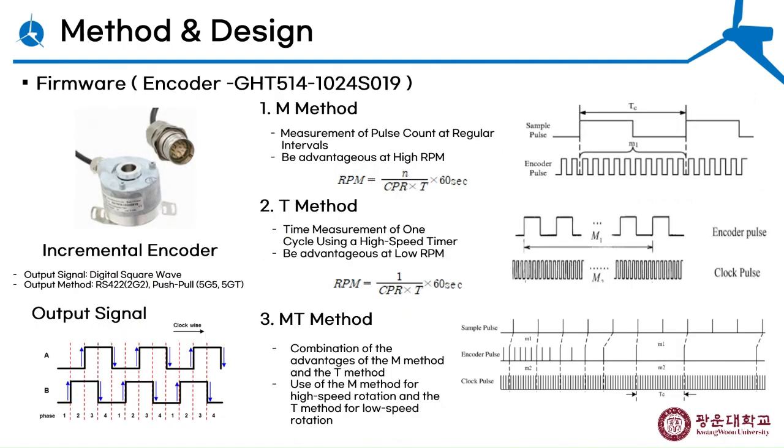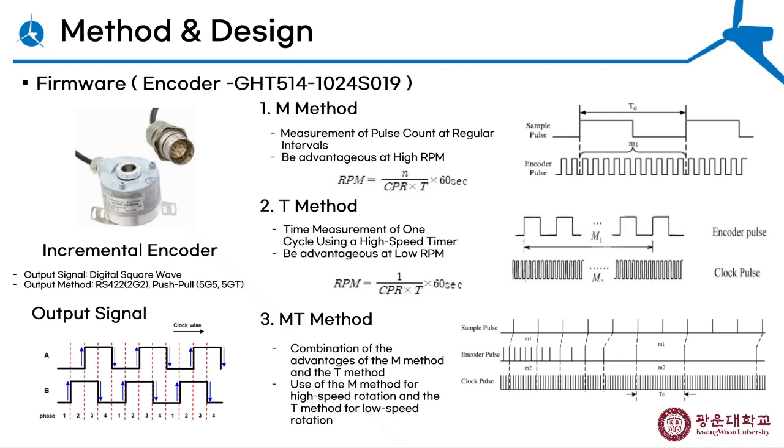In firmware, the incremental encoder is attached to the motor shaft and has slots. Light passes through the slots and is detected to generate pulses. A and B pulses are 90 degrees out of phase, allowing determination of rotation direction. Pulse counts can calculate motor speed.